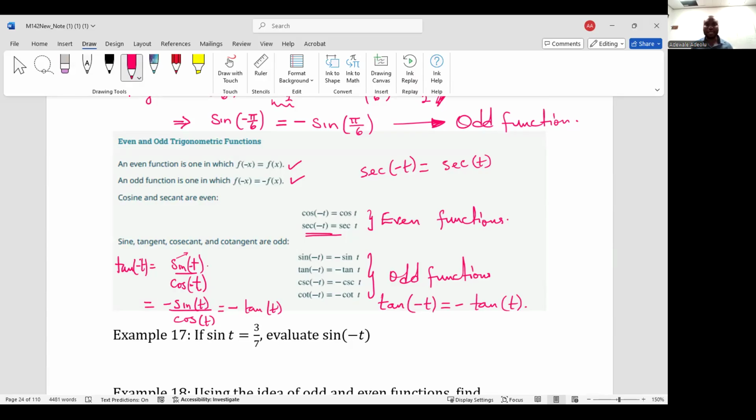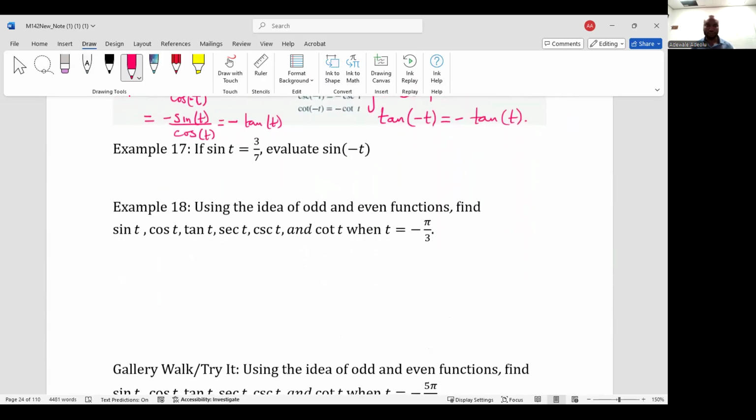So let us apply this new knowledge. If sine of angle t is 3 over 7, evaluate sine of negative t. Well, we do know that sine function is an odd function, meaning that sine of negative t is going to be negative sine of t. We know that. And we know that sine of t is given to be 3 over 7. So our answer is minus 3 over 7. Done.